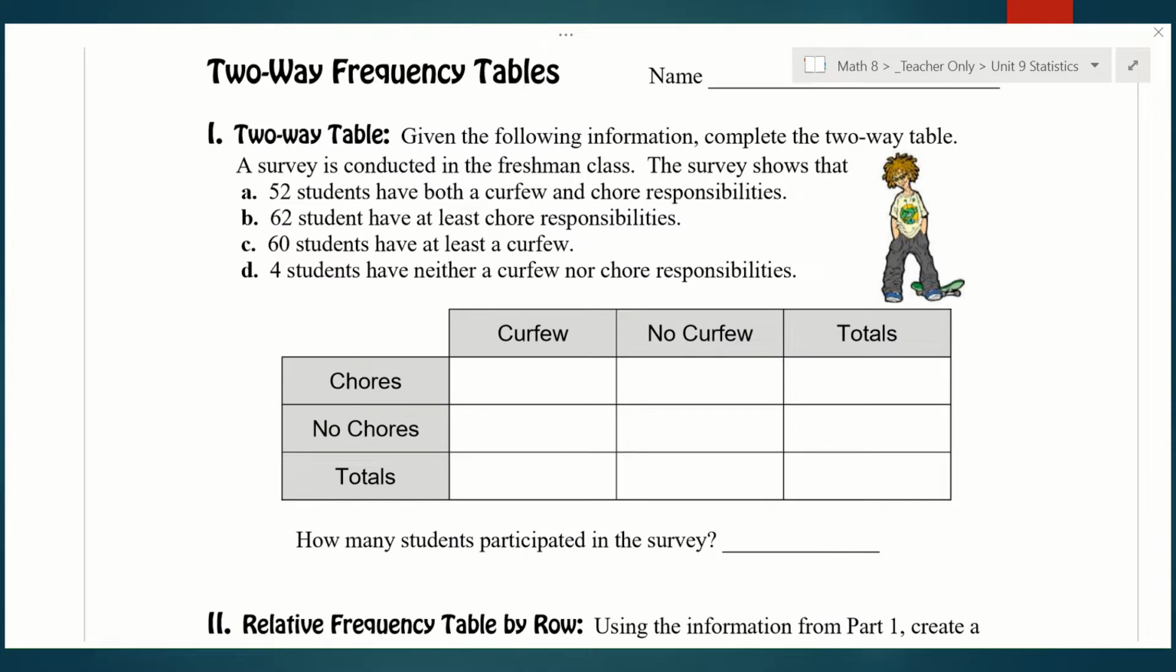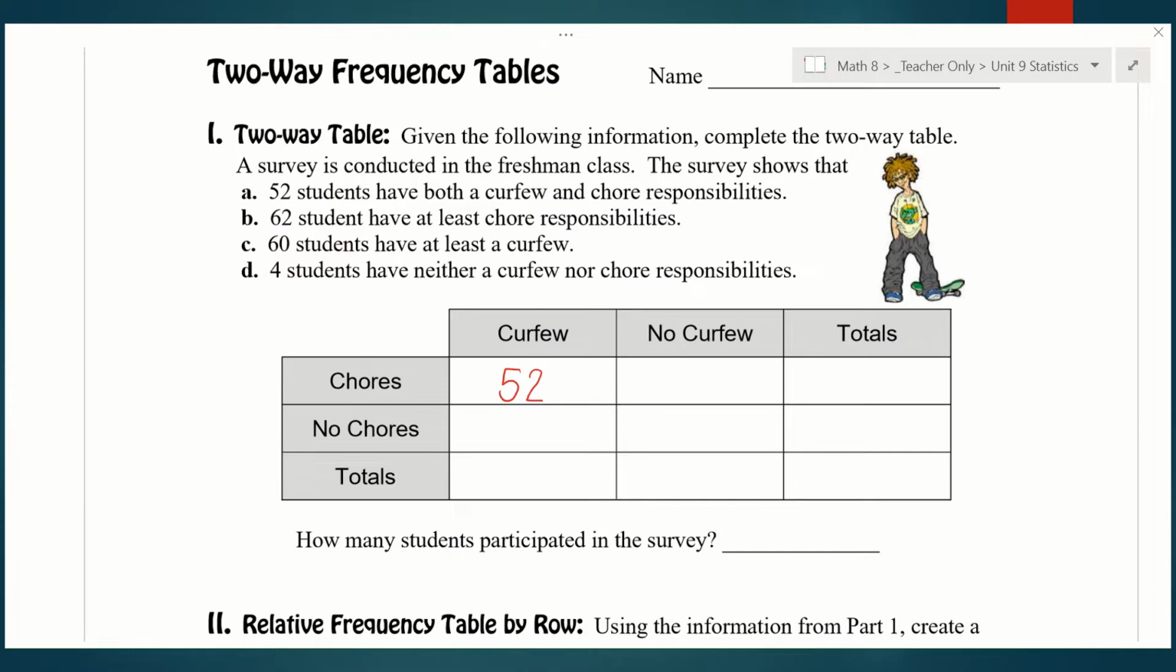If we go through and fill in the numbers that are given to us, just to reread part A, when it says 52 students have both a curfew and chore responsibilities, that means I'm going to put 52 in the box that includes curfew and chores. For part B, it says 62 students have at least chore responsibilities.